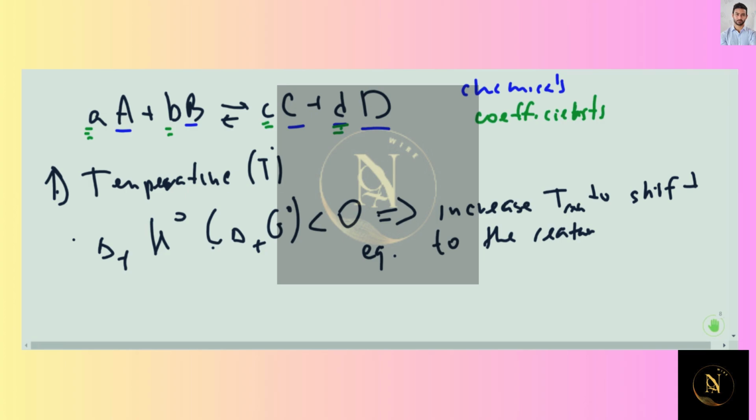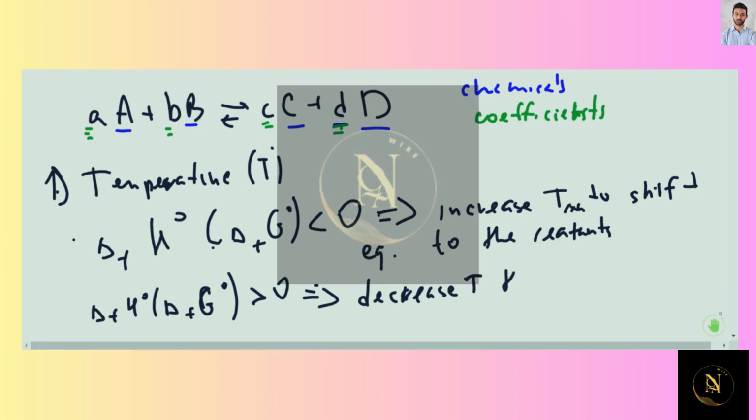On the other hand, if delta H of the forward reaction or delta G of the forward reaction is positive, so the reaction is endothermic, then we have to decrease the temperature to shift equilibrium to the reactants.